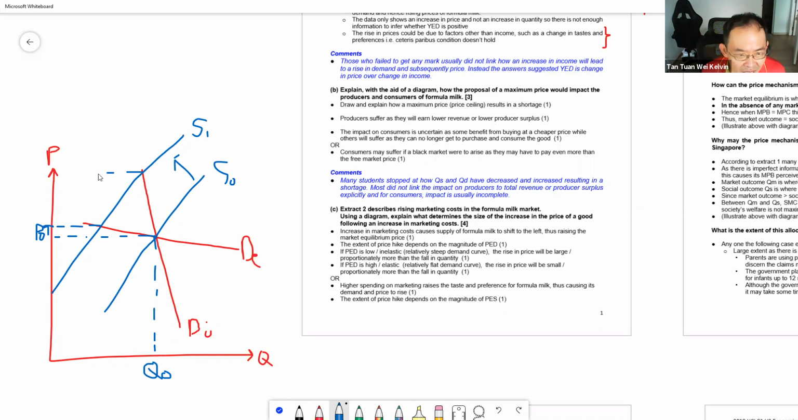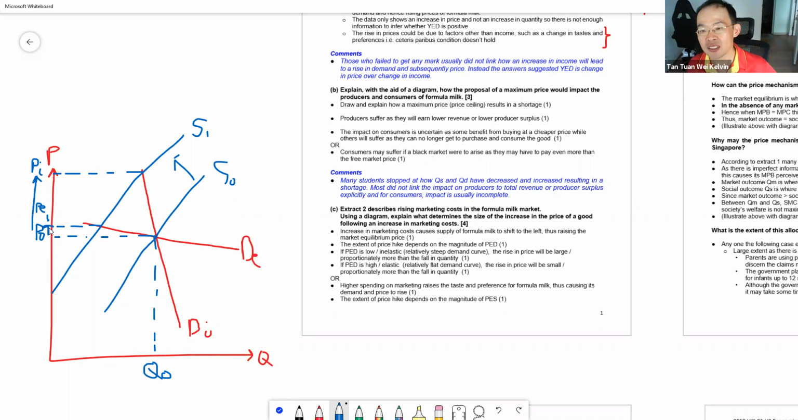So you can see, in your words, make sure you explain that, you can clearly see that if the demand for formula milk is price inelastic, the increase in price will be much higher. So let me call this Pi to show it is inelastic. Let me call this PE. Okay, so the point is this: you begin at P naught.